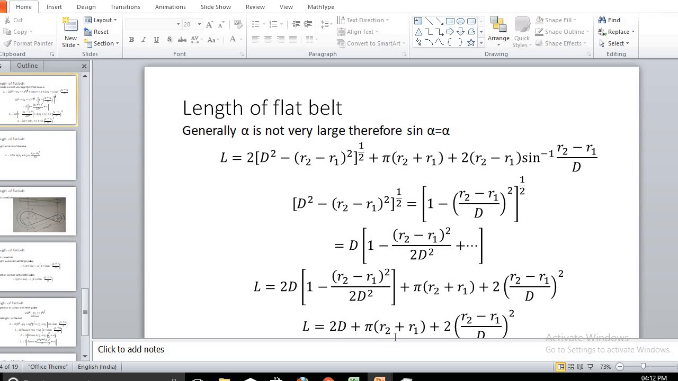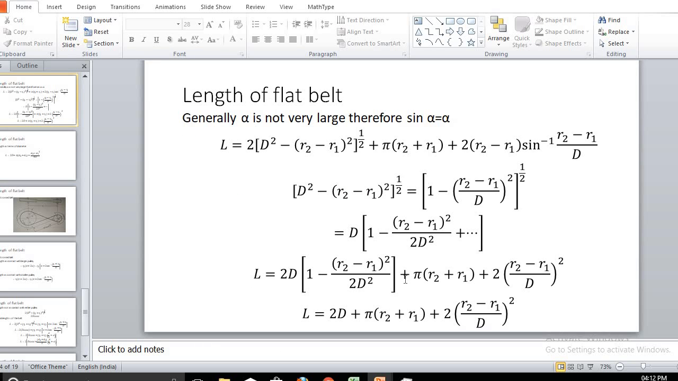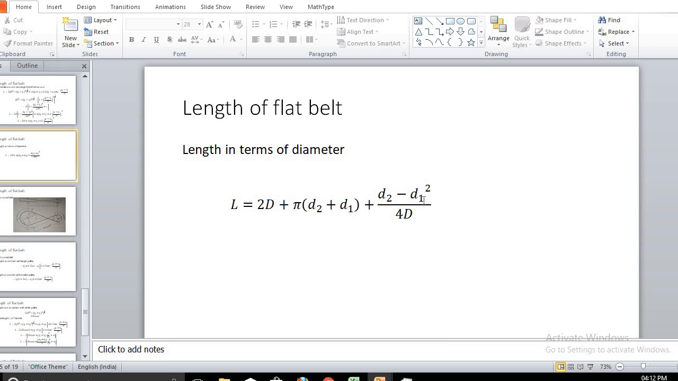And that we can represent as R2 is D2 by 2, R1 is D1 by 2, and that now becomes 2D plus pi into D2 plus D1 plus D2 square minus, here also bracket, D2 minus D1 square, total D2 minus D1 bracket square divided by 4D. So this is the length of that flat belt.